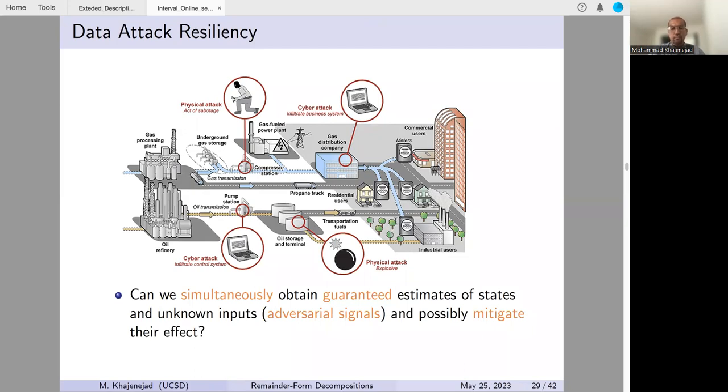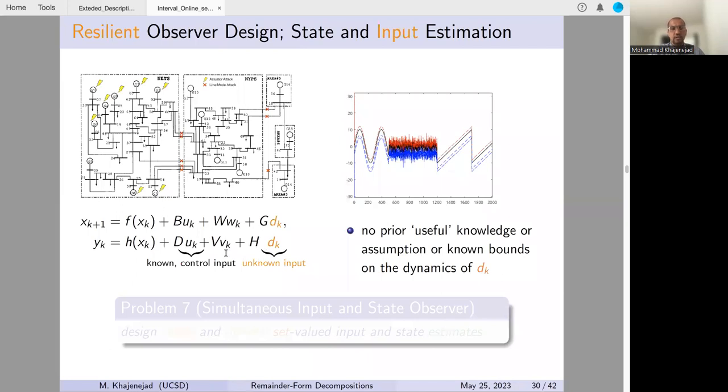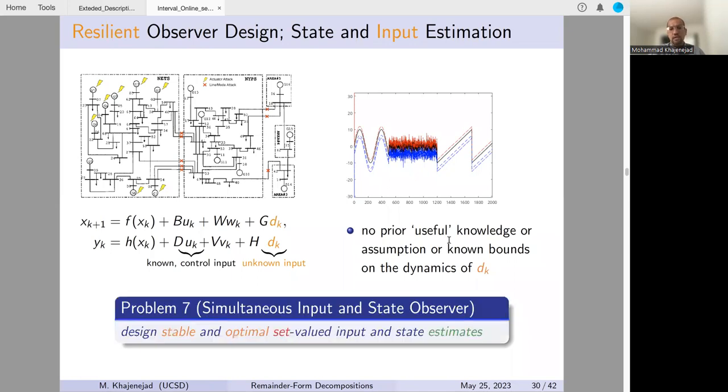So to put it in a formal mathematical way, we have our dynamical system, which on top of the usual uncertainties which I talked about before, this W and V, now has these unknown input signals, d_k. The main difference between this unknown input signal and bounded noise is that we do not assume any prior useful knowledge or known bounds on the dynamics of this d. No information. And then we still want to design stable and optimal set-valued input and state estimates.